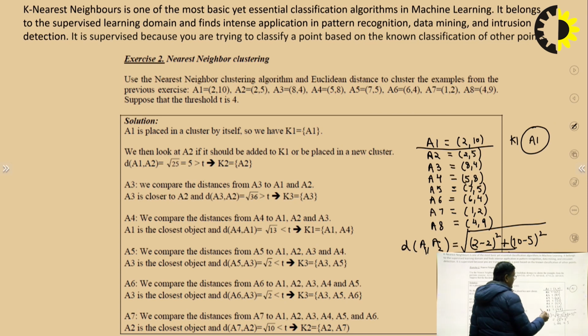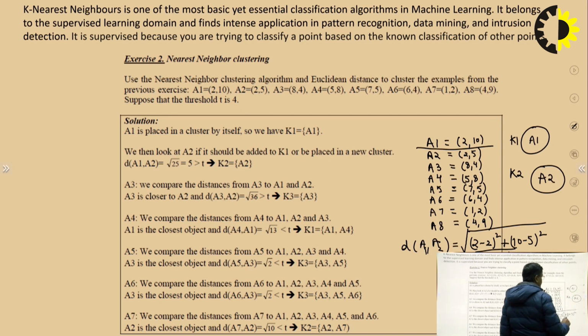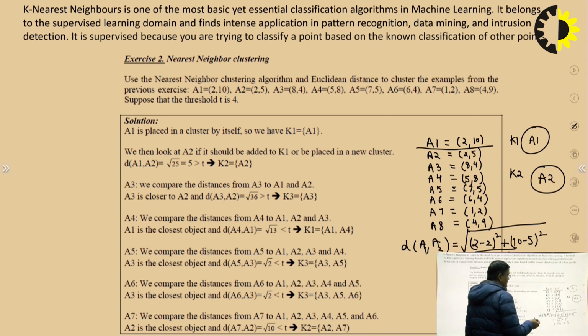So we will have to take a new cluster named K2, and that cluster will contain the point A2. This is how it is determined whether A2 will go into the existing cluster K1 or into a new cluster K2.